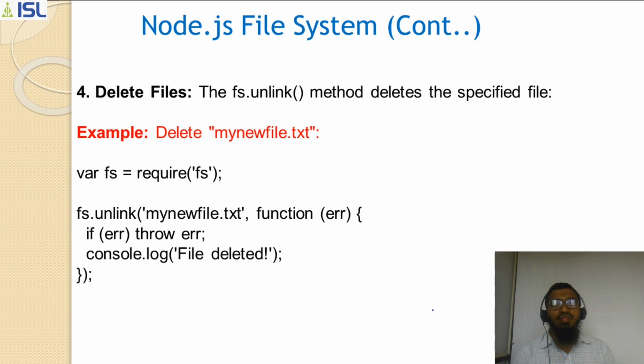Next one is deleting the file. Deleting a file is nothing but just doing unlink. Delete file: the fs.unlink method deletes the specified file. Delete myNewFile: var fs = require('fs'); fs.unlink('myNewFile.txt', function(err){ if (err) throw err; console.log('File deleted'); }). So this is about deleting the file.